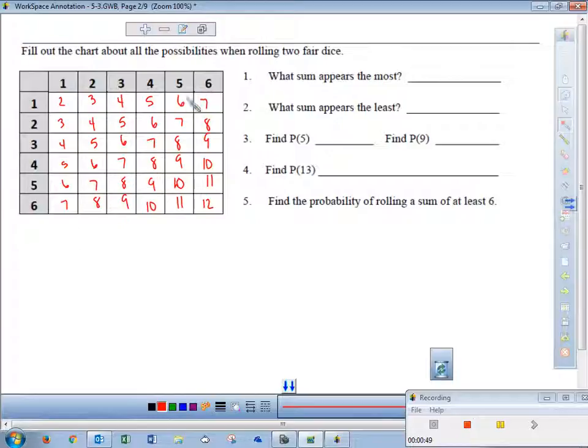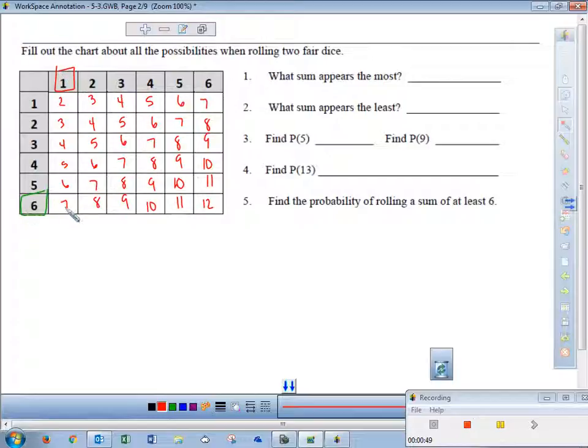Well, I hope you also notice this cool little diagonal pattern that's going on. And doesn't the 7 show up the most in that situation? There's 1, 2, 3, 4, 5, 6 different ways to roll a 7. And since you didn't actually roll them, a lot of people wonder, how could that be? How can a 6 and a 1 and a 1 and a 6 be different things?